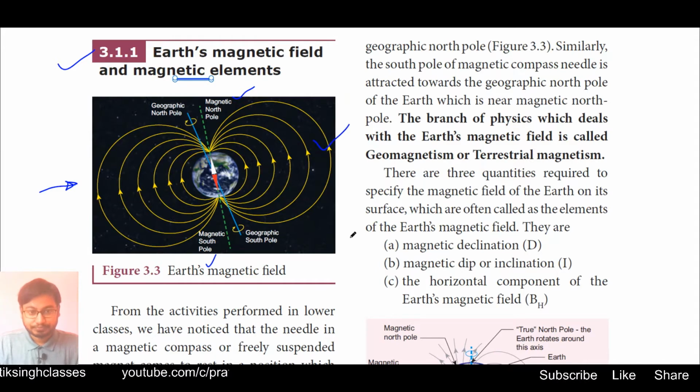Because of this difference we get a lot of safety. Our Earth protects us from harmful meteor showers or harmful cosmic rays because of this property. How it helps us and how it affects our day-to-day life, we will study in this topic. So let us begin.